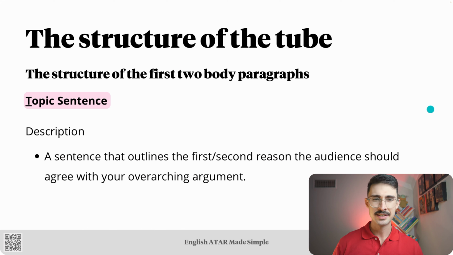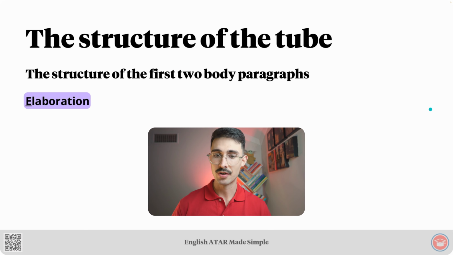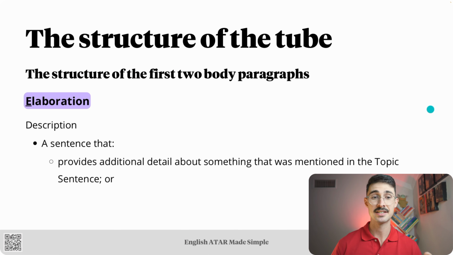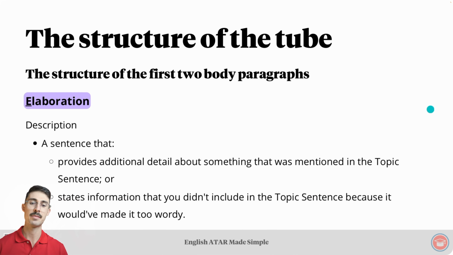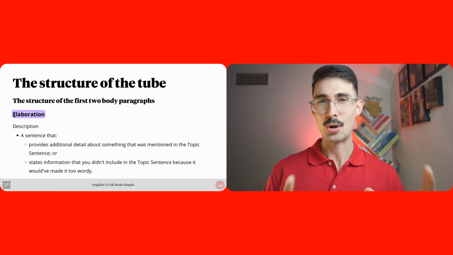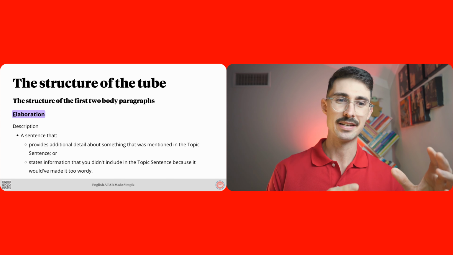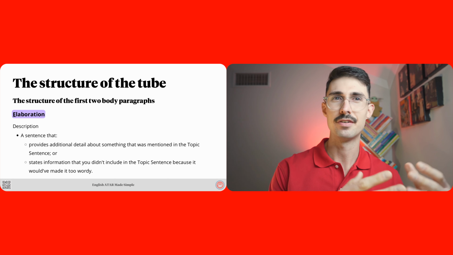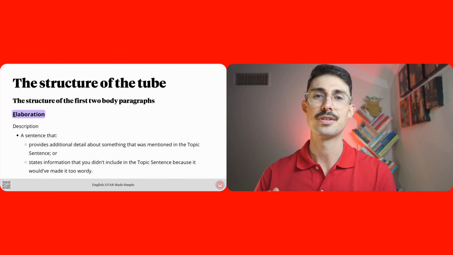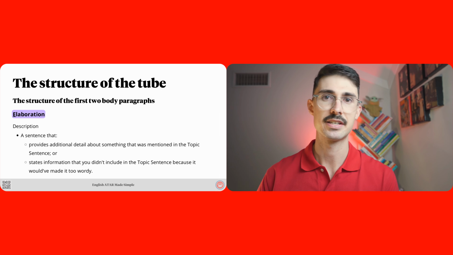Turning to the topic sentence element first. This is just a sentence that outlines the first or second reason the audience should agree with your overarching argument, which is your thesis. From the topic sentence, we have the elaboration element, and this is a sentence that firstly provides additional detail about something that was mentioned in the topic sentence, or it states information that you didn't include in the topic sentence because it would have made it too wordy. Hopefully you're seeing the similarities between these elements in the body paragraph of a persuasive speech and the elements of a body paragraph for a responding section response.